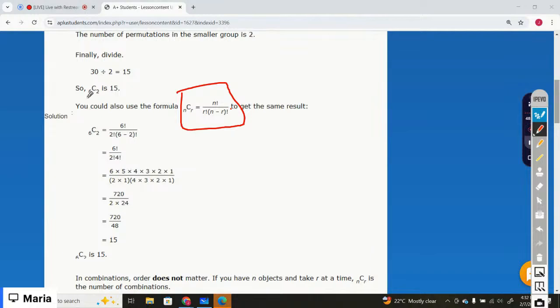So that is n is 6, r is 2: 6 factorial divided by 2 factorial and 6 minus 2 factorial. So that is 6 factorial divided by 2 factorial and 4 factorial. So 4 factorial is 4 times 3 times 2 times 1. 2 times 1 is 2, 2 times 3 is 6, and 5 times 3 is 15.